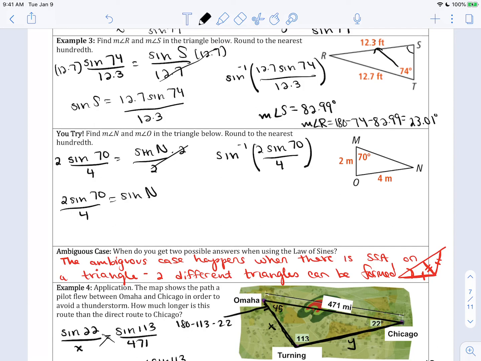And you should have plugged all of that in your calculator, and you get the measure of angle n is 28.02 degrees, right? Well, we know once we get n, we're in good shape. To get the next one, I'm going to label that. Now that I have that, 180 minus 28.02 minus 70, and I get 80.98.